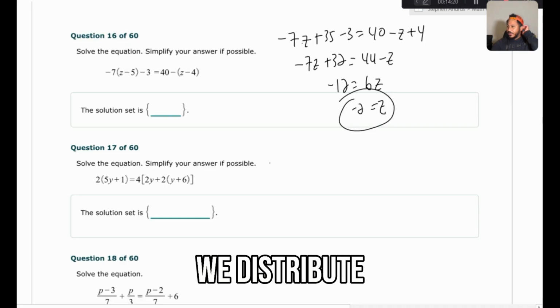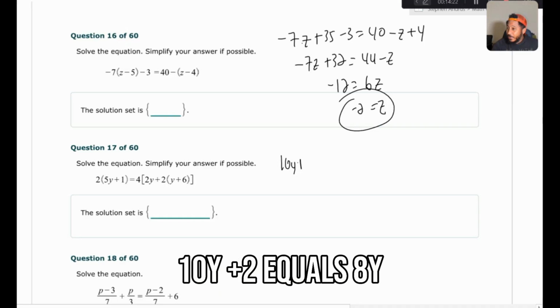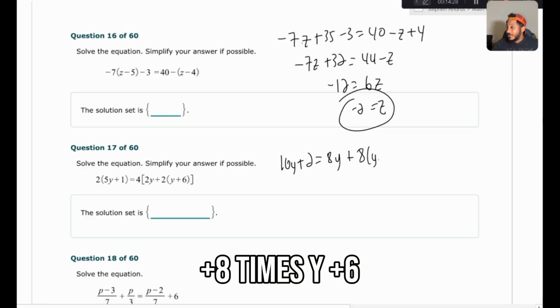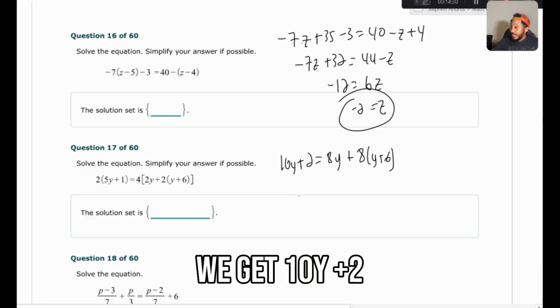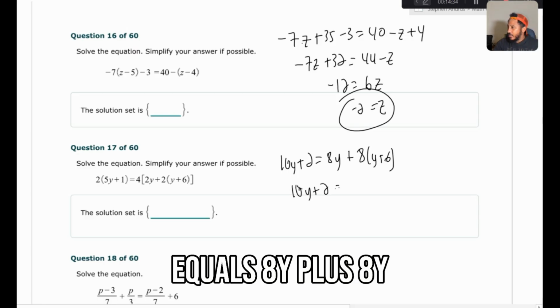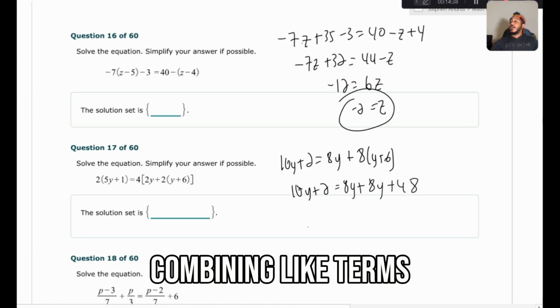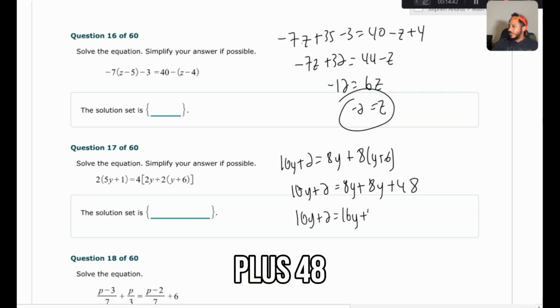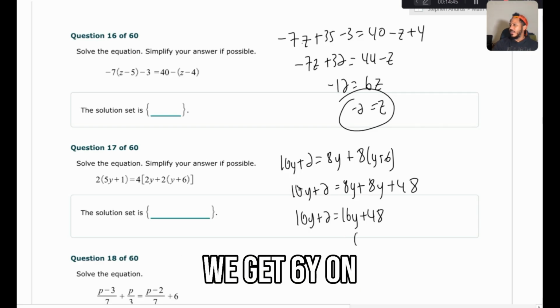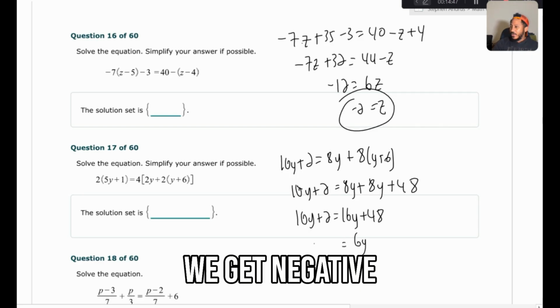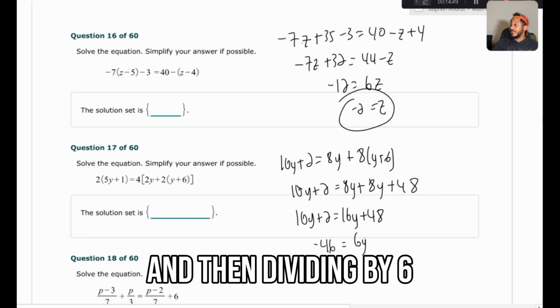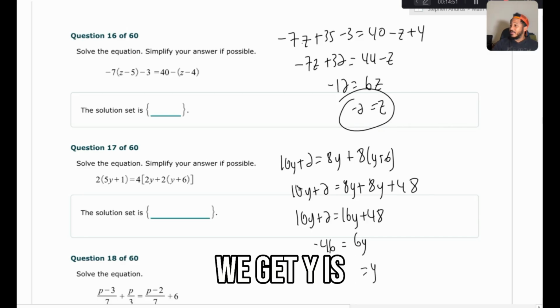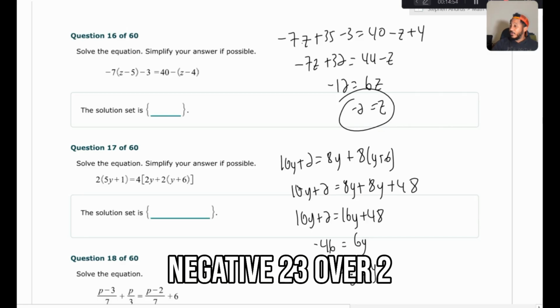All right, same thing here, we distribute, right? So we get 10y plus 2 equals 8y plus 8 times y plus 6. Distributing again, we get 10y plus 2 equals 8y plus 8y plus 48. Combining like terms, 10y plus 2 equals 16y plus 48. Subtracting 10y, we get 6y on this side. Subtracting 48, we get negative 46. And then dividing by 6, we get y is negative 23 over 3.